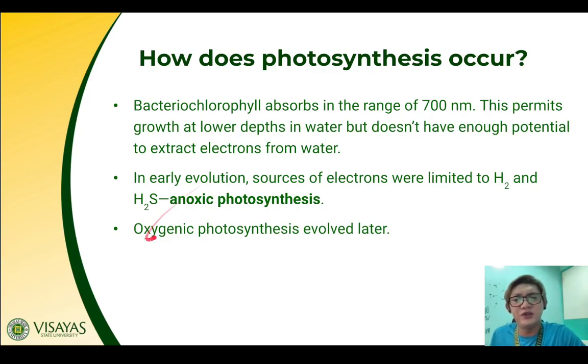In early evolution, it was believed that sources of electrons were limited to H2 and H2S only. So they undergo anoxic photosynthesis, because at the present time, especially for terrestrial plants, the main source of electrons is water. They photolyze the water to yield electrons, protons, and oxygen as a byproduct. Oxygenic photosynthesis is actually one of the earliest forms of photosynthesis that occurred on Earth.